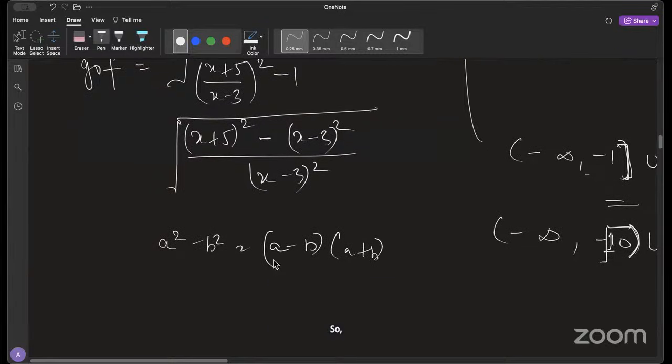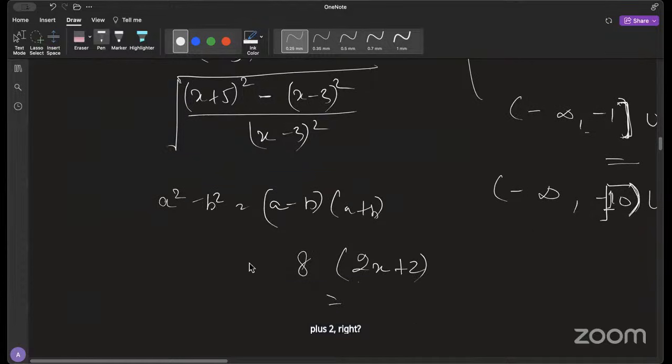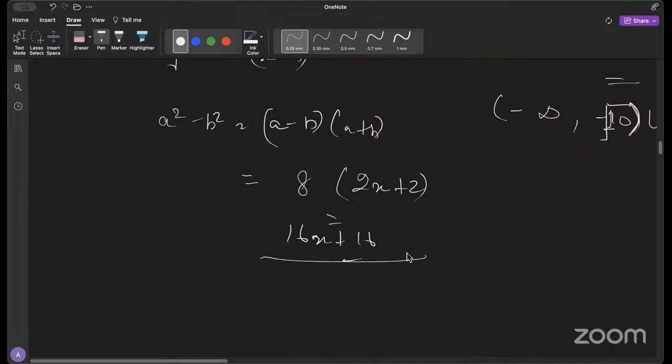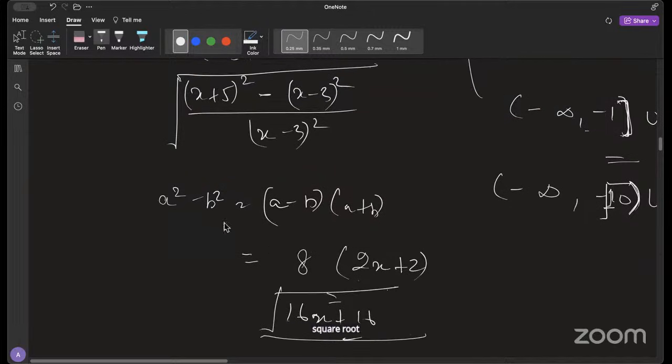So this should be x plus 5 minus x. You'll get this cancel and you'll have 16x plus 16. From the other one, you'll have 25 minus 9, which is 16, and 8 here, and from here you'll have 2x plus 2. So this thing will be 16x plus 16, and in the denominator, square root of this thing.